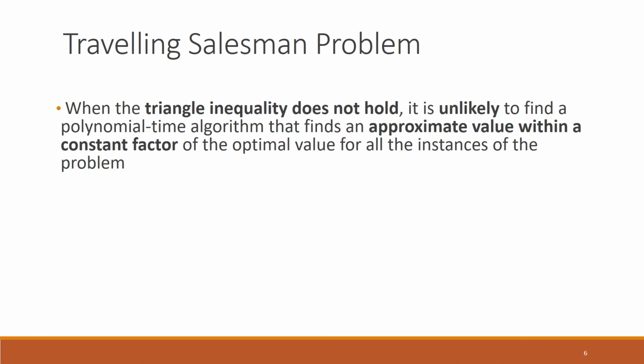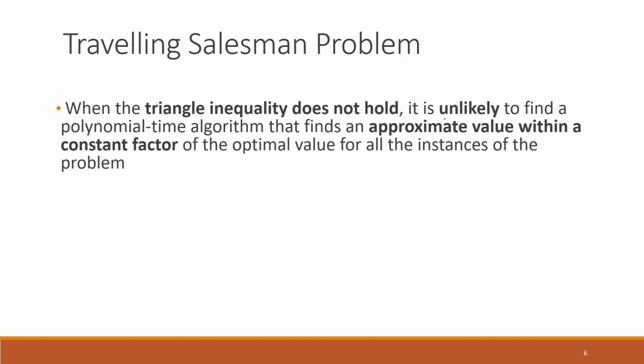Now when the triangle inequality does not hold, it is unlikely to find a polynomial time algorithm that finds an approximate value within a constant factor of the optimal value for all the instances of the problem. Okay. So let us see what this result means.